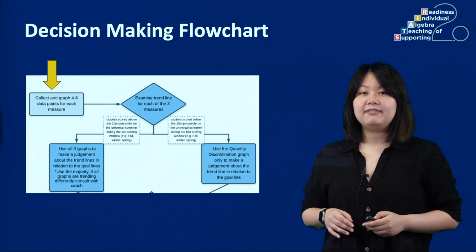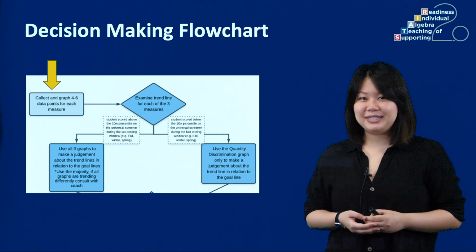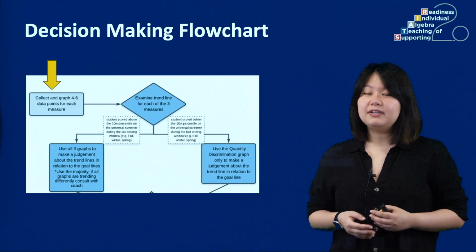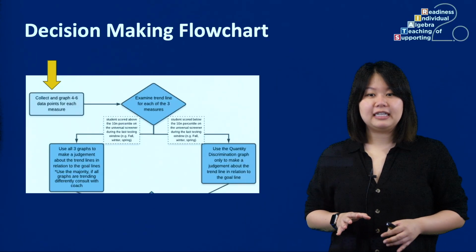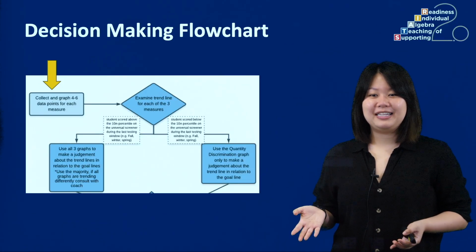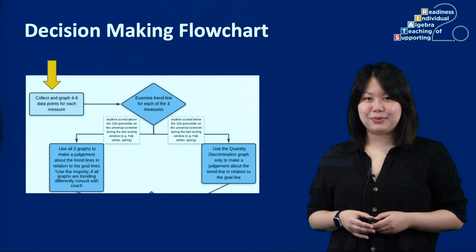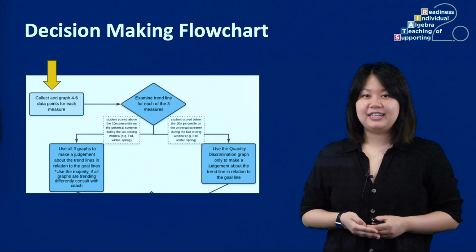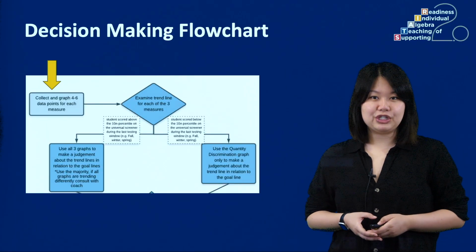The first step in applying the decision-making flowchart is to ensure that we have enough data points to make a reasonable decision. Too few data points and we might not have enough information to know if the intervention is effective. Too many data points, and we risk waiting too long to make changes to best support our student. We recommend having about 4 to 6 progress monitoring data points in order to make a decision.